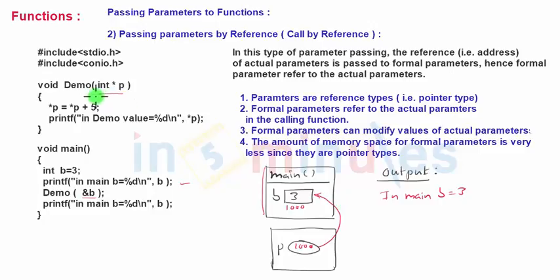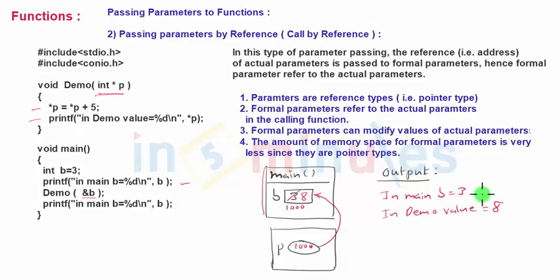So the next statement, as it receives p as 1000, the next statement is star p equal to star p plus 5. Now here, using that star p notation, actually I am modifying the value of b. So that line will be equivalent to b equal to b plus 5, and hence value of b will change to 8. So you can see p refers to, that is actual formal parameters refers to the actual parameter and modifies the value of actual parameter. So there is a difference between passing by value and passing by reference. The next printf works and it will print the output as in demo value equal to 8, that is star p, that is value of b.